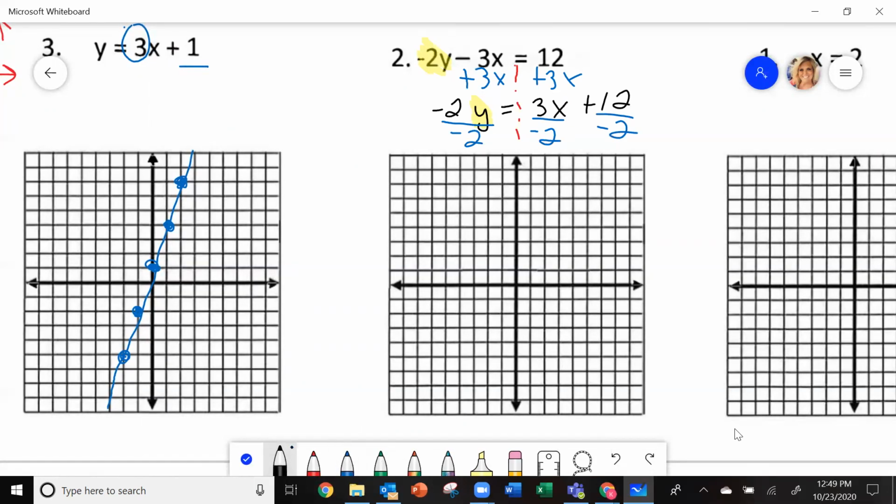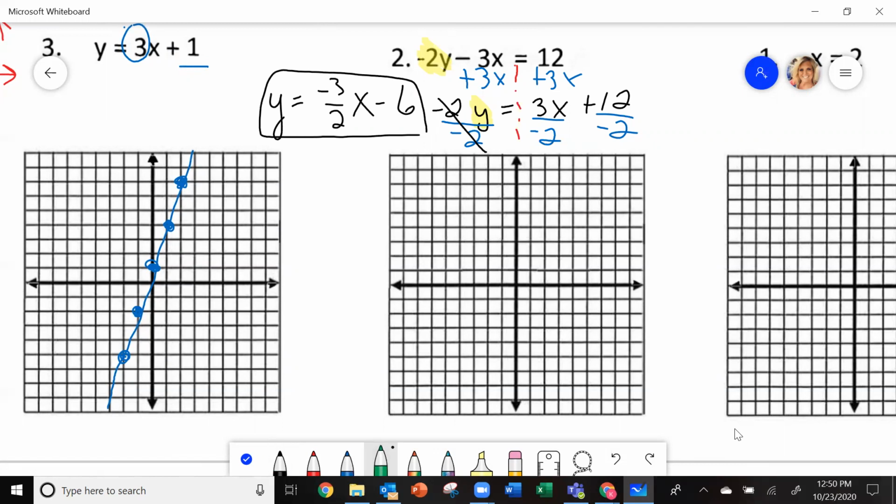So what do I get? Negative 2 divided by negative 2 is 1. So I get y equals negative 3 over 2x minus 6. This is my equation in slope-intercept form. You need to find your slope and your y-intercept. My slope is the number in front of x, negative 3 over 2. My y-intercept is negative 6.